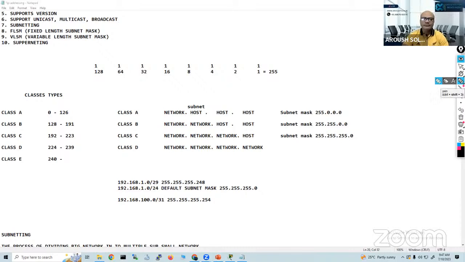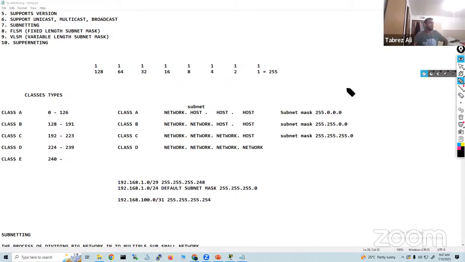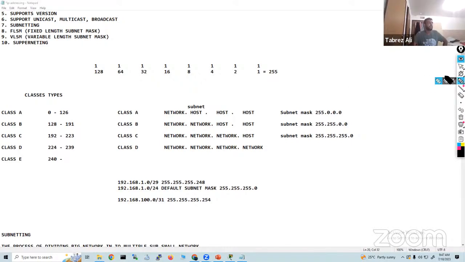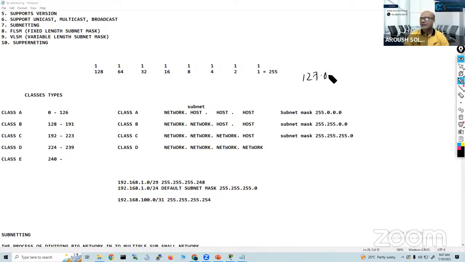Tabrez, any question? So this default IP for the registered jack on any PC, will it be the default one, or will it change? For the loopback, that will be the default, like 127. Yes, this is the default. 127.0.0.0 is the default, so we can use 127.0.0.1, 0.2, up to 255 IP addresses.